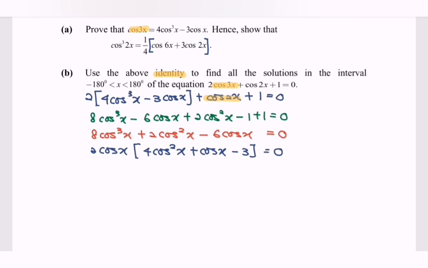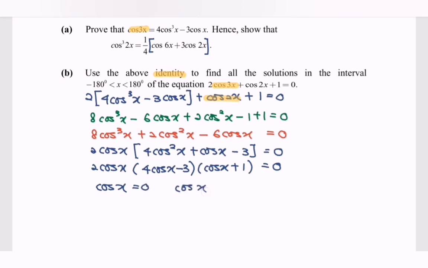Factorize the situation and we will have 2 cos x bracket 4 cos x minus 3 multiply with cos x plus 1 equals to 0. So in here we'll obtain cos x equals to 0. Cos x is equal to 3 over 4. Finally, cos x is equal to negative 1.